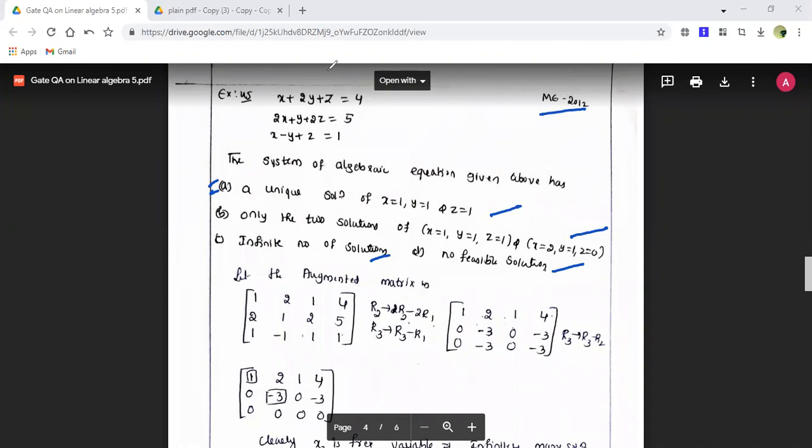So let me start with the solution here. We will write the system of equations that has been given and try to solve it. So what is the system they have given? Here I'll write the system of equations. It is x plus 2y plus z is equal to 4, and 2x plus y plus 2z is equal to 5, and x minus y plus z is equal to 1. So this is the given system, guys.